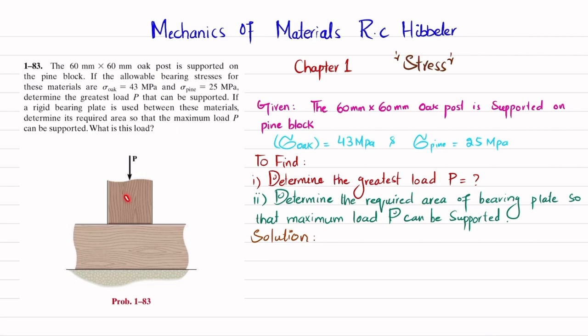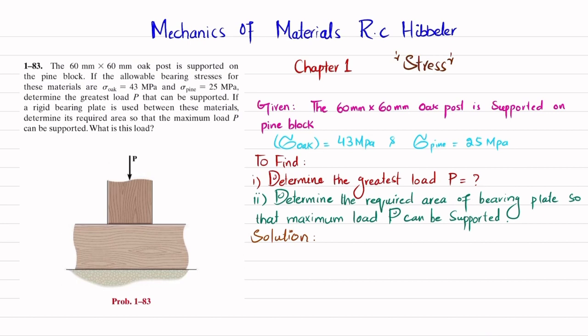So you can see this is the oak post and that is supported by the pine block, and there is a P load applied on it. The allowable bearing stresses of both woods are given, and you have to find the largest load P that can be applied. And in part B, if there is a rigid bearing plate between these two, you have to find the required area of this bearing plate for the maximum P load. So let's start with the solution.